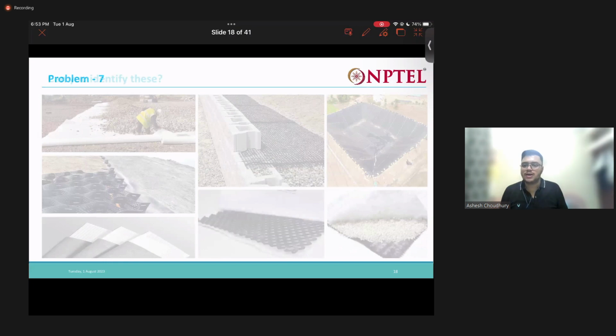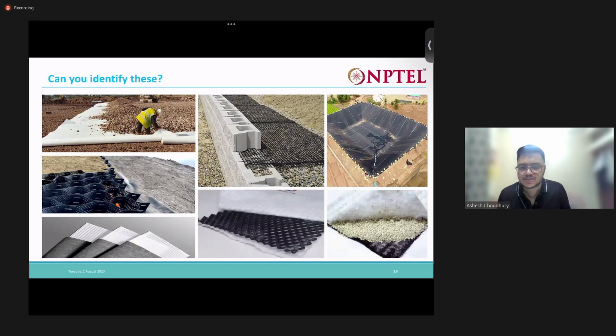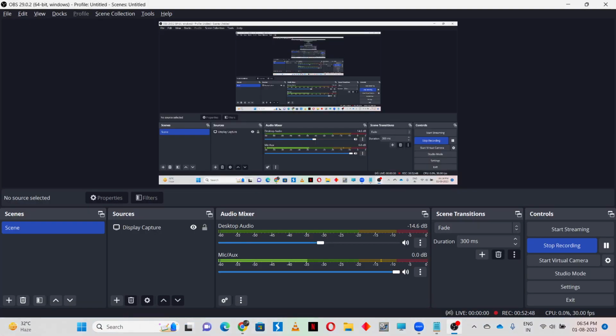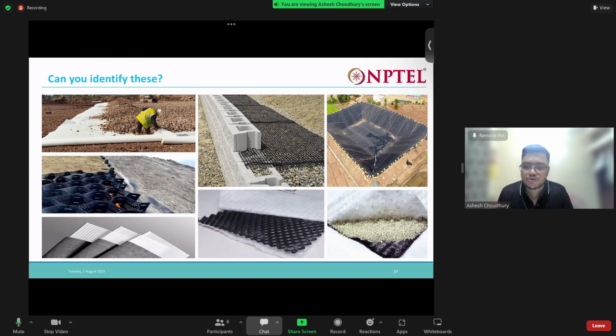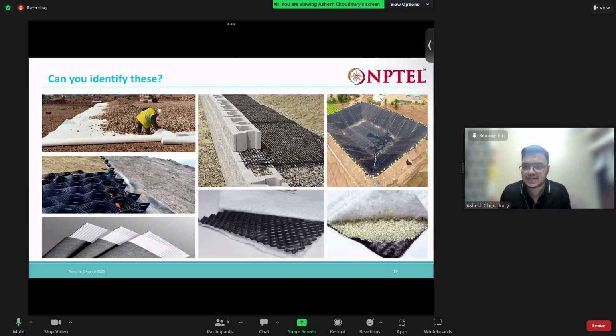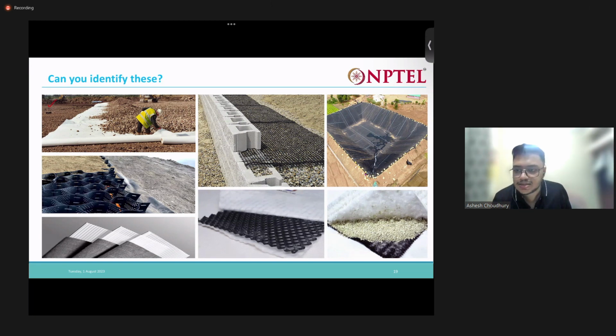Okay, so here are some pictures of some geosynthetic materials, right? I want all of you to please identify these for me one by one. So first one, what is that? This first image. If anyone can tell me, what is that white colored thing which we can see? What does it seem like? What is that?